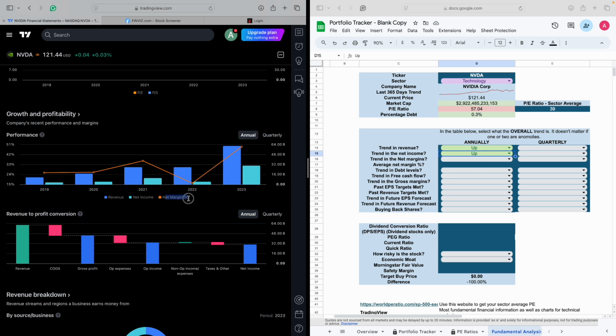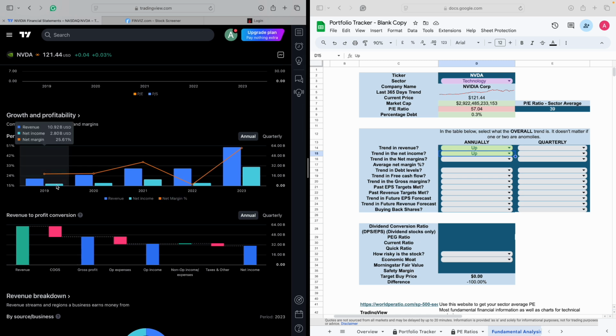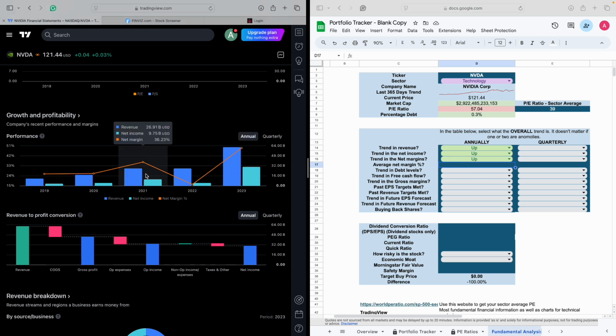Then I look at the net margin, so the actual percentage profit that these guys are making. NVIDIA in 2019, they were making 25% margins, 26%, 36%, 16% a couple of years ago, and now it's almost 50% profit. So almost 50% of the money that they make, they pocket. And if you look, the overall trend is up as well. So I'll put that as up. Then I just write an average number that I think. So if you got 50% here, 16%, 36, 25, 25, roughly it's about 30% they're making year on year. So I'd put 30% here.